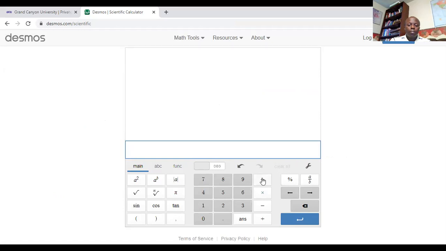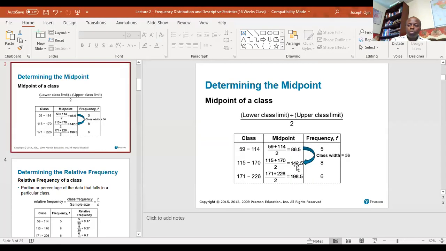86.5 plus the class width of 56 gives us 142.5, which is the same thing we have in our PowerPoint, 142.5. So once you get the first class midpoint, keep adding the class width to it, and you get the rest of them.